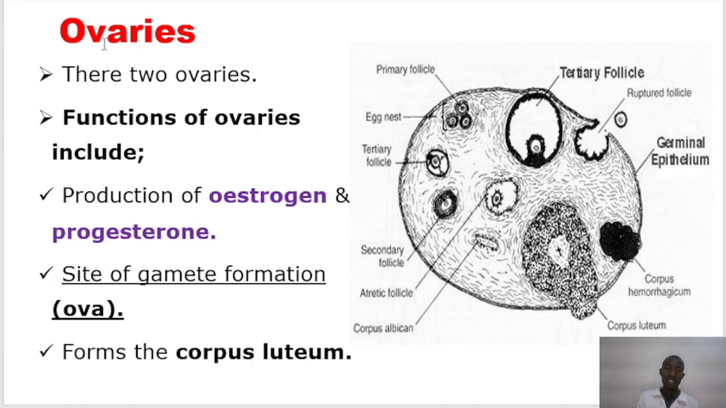The other organ is the ovaries. The ovaries, 1, produce hormones like estrogen, which is sometimes called estradiol, then the progesterone. It is the site of gamete formation, and after ovulation, the remaining follicular tissue forms the corpus luteum, and this corpus luteum produces the progesterone. Corpus luteum is sometimes named the yellow body.